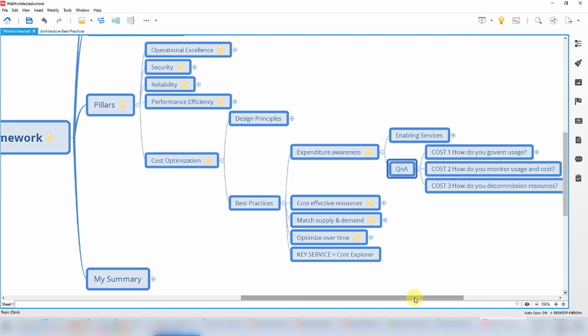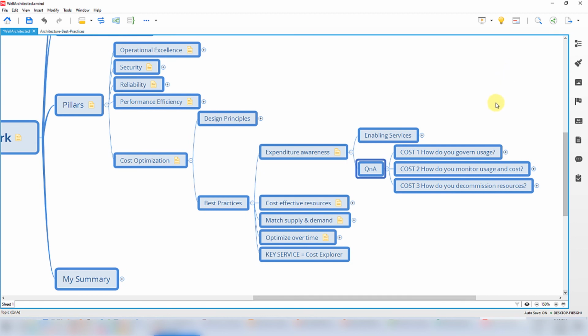The questions that drive best practices: how do you govern your usage? How do you monitor usage and cost? And how do you identify and decommission unused resources?